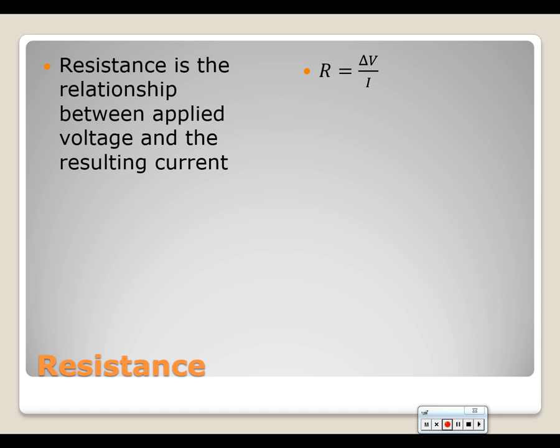I stands for current, V stands for voltage. So this fraction here, R is V over I, is representing this statement that resistance is the relationship between voltage and current. This is just a mathematical relationship of this statement. So it makes sense that the more voltage you have, the more current that you get out of it. But that's not always the case depending on the material itself. We can apply the same voltage to 2 different materials, and we might not get as many electrons flowing through one as we do the other one because of the whole resistance idea.